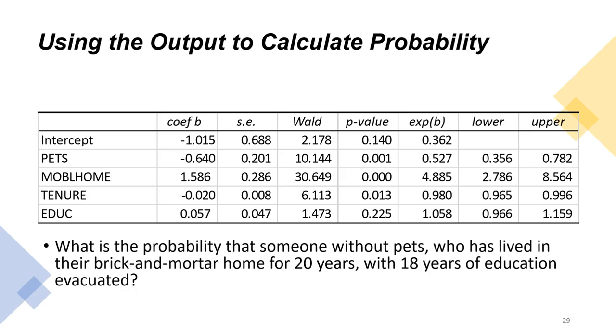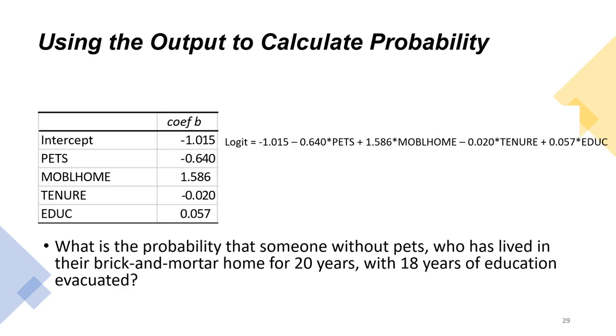So let's go back and practice calculating the probability and odds from this example. What is the probability that someone without pets who has lived in their brick and mortar home for 20 years with 18 years of education evacuated? So that's going to give us this equation. Okay, so we have our logit equals negative 1.015 minus 0.640 times pets plus 1.586 times mobile home minus 0.020 times tenure plus 0.057 times education.